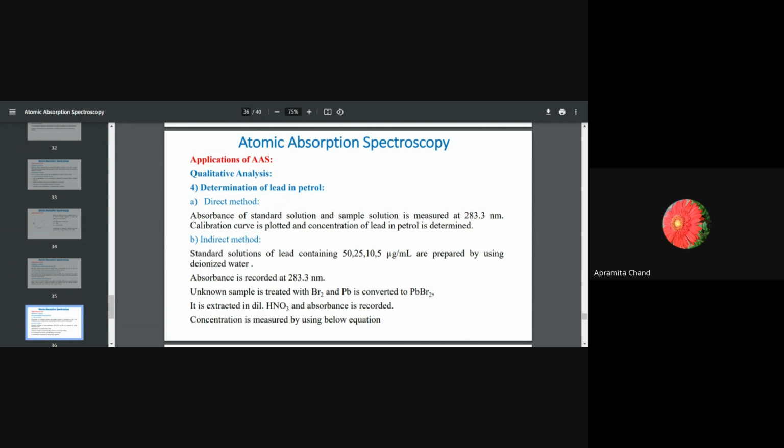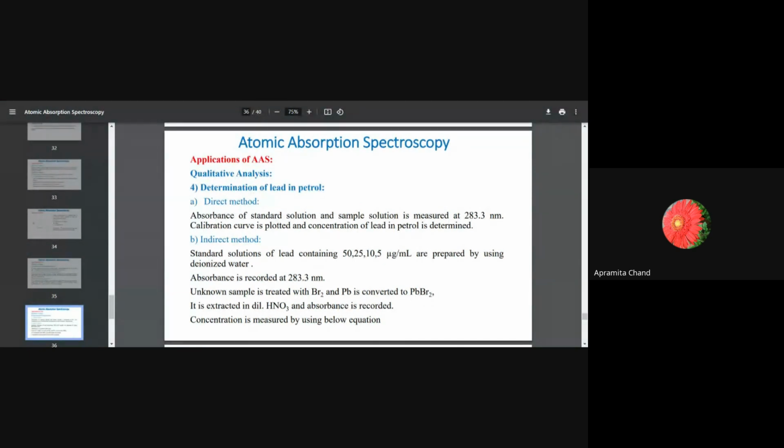Now, let us just take an example of how we are going to determine lead in petrol. So, we can have two methods, direct and indirect. If you're measuring it directly, then as we have already mentioned, you first measure the absorbance of the standard solution and a sample solution at the wavelength 283.3. You are going to plot the calibration curve and you can determine the concentration of lead in petrol.